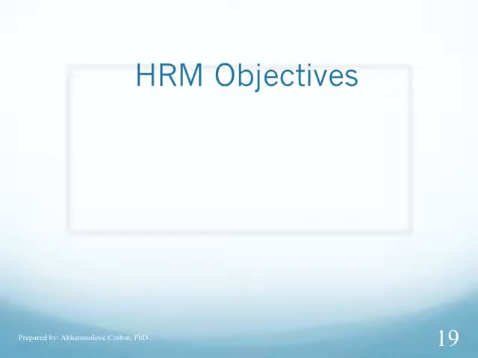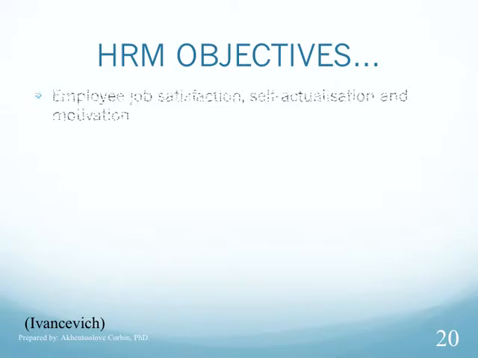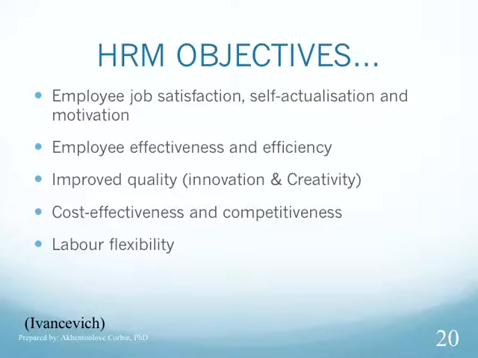So I want to show now the objectives of HRM. There are a number of objectives established by HRM. And this is where your psychology would come in: job satisfaction, self-actualization and motivation. Which theorist talks about self-actualization? Maslow, the hierarchy of needs. So we're saying in HR, philosophically, you should help people to self-actualize and achieve their full potential. Many organizations really can't say this, but there are some, the more financially feasible ones.